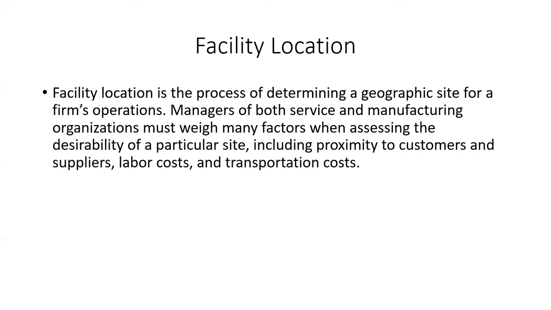It includes the proximity of the customer and the supply, labor cost, and transportation cost. These are some factors: how far is the market, how far is the raw material supply, what is the availability of labor in the labor market, whether labor is costly or cheaper, and what is the transportation cost. These factors are considered in the facility location.